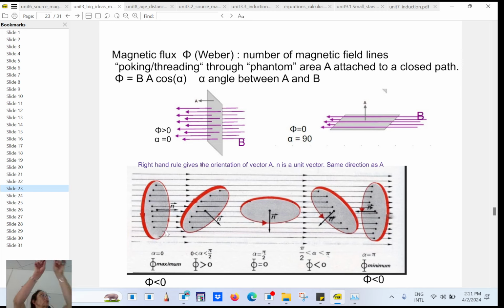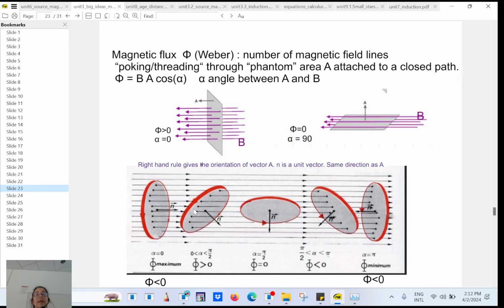Is that clear? Imagine I have a wire in my hand and I make a closed loop. This is the area of the loop. You can count how many lines are poking through here, and that will be the magnetic flux. The magnetic flux is maximum. Is the magnetic flux going to decrease or increase from here to there? Decrease, very good.